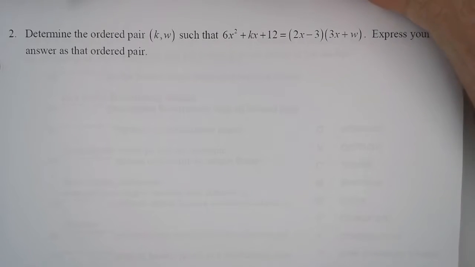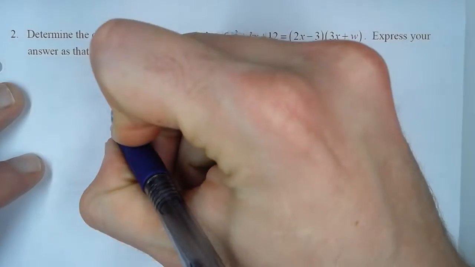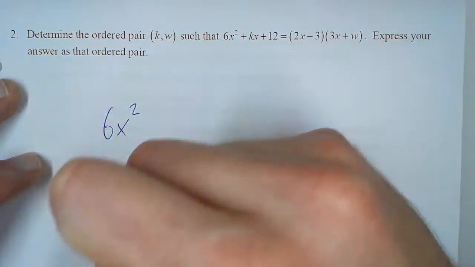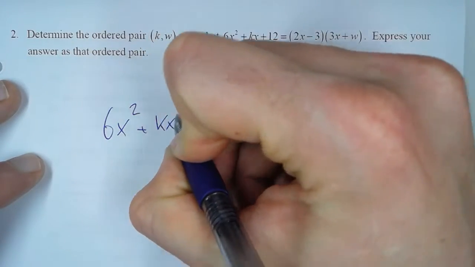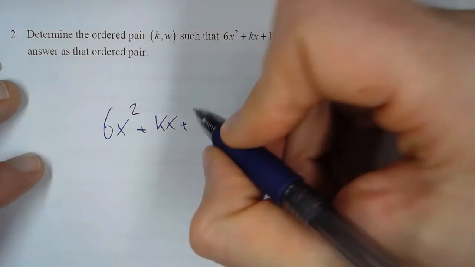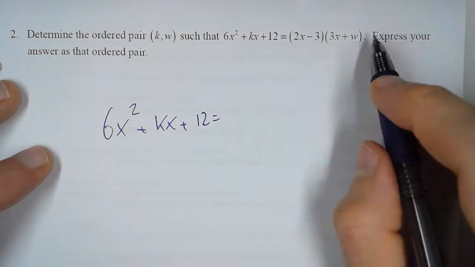In this problem, it says determine the ordered pair (k, w) such that 6x squared plus kx plus 12 equals (2x minus 3)(3x plus w). So let's rewrite this: 6x squared plus kx plus 12. Now let's expand this out.